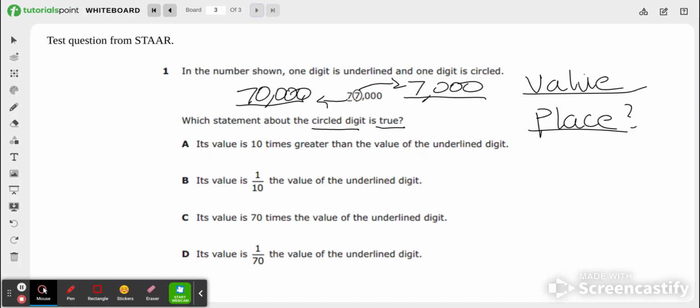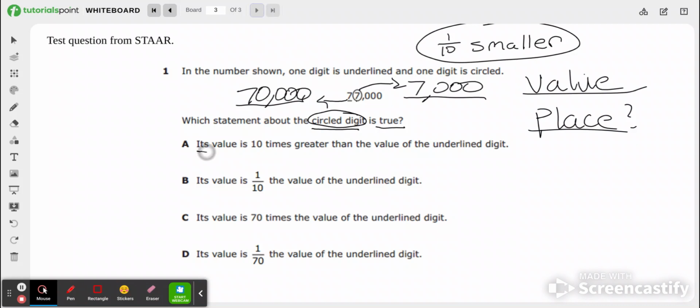Now, the question asks us to think about the circled digit. So we're going to be thinking about the smaller value. So that circled digit, we're not going to say it's 10 times bigger. We want to say it's 1/10 smaller. So that's the answer we want to look for because we know 7,000 is less than 70,000.